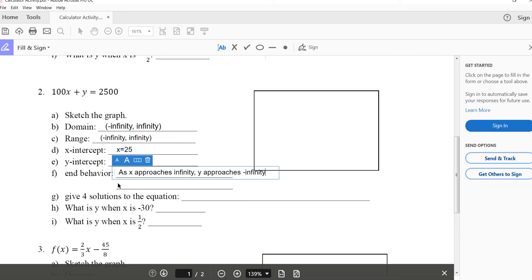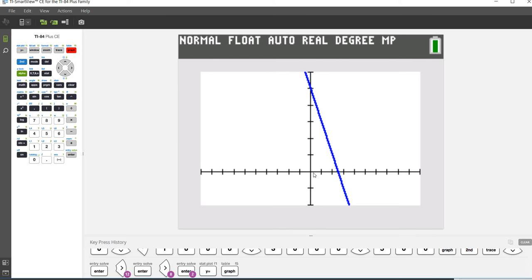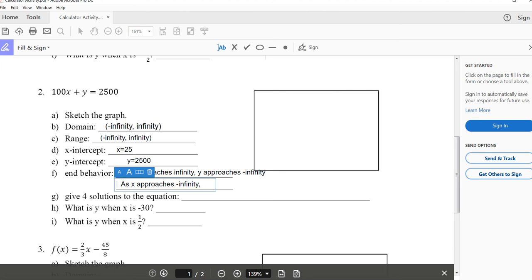So as x approaches positive infinity, y approaches negative infinity. Okay, that's part one of the end behavior. Part two is this. As x approaches negative infinity, in other words, as the graph moves to the left, are we moving up or down? As we move to the left, the graph is moving up. So as x approaches negative infinity, y approaches positive infinity, or you could just say infinity. Okay, so that is end behavior.